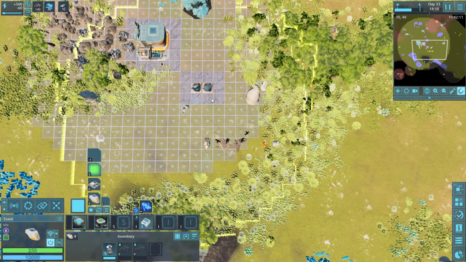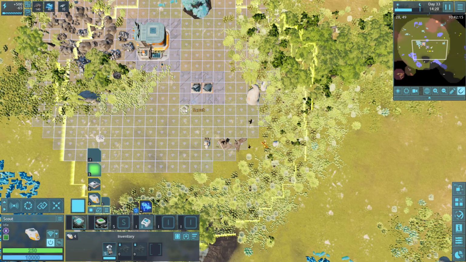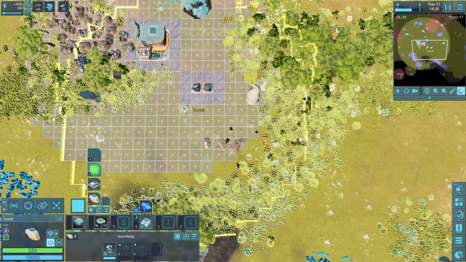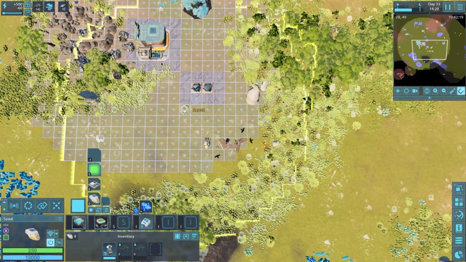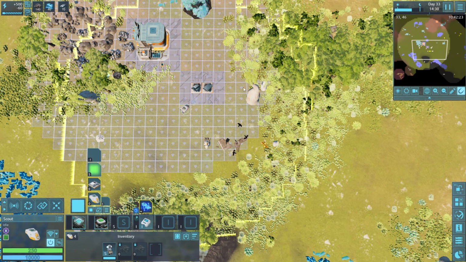The other possible use for this would be, for example, if you got into a fight, right? We would be able to determine the direction that enemies are from us.